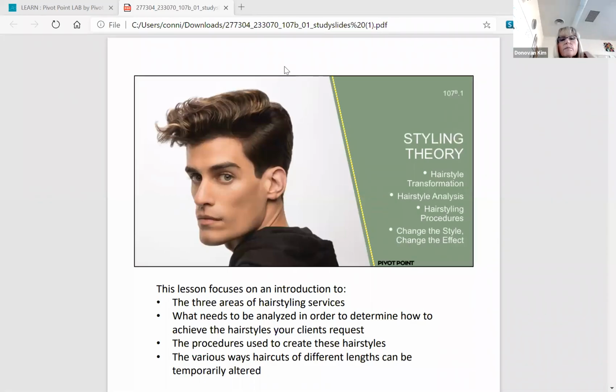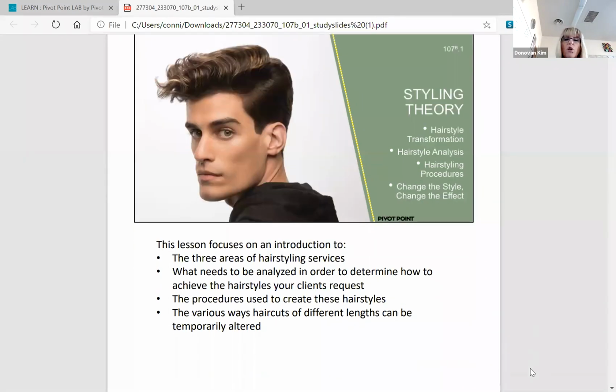Okay, so 3 areas of hairstyling services. What do you need to do to analyze this hair so that you could do their request? Okay, procedures to create hairstyles and then various ways that you can style different hair. Style the hair differently, you could change the whole look.